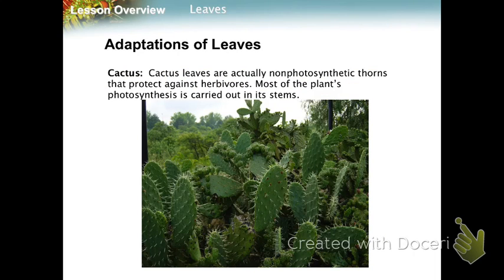And then finally the cactus. Cactus leaves are actually the thorns, interestingly enough. The thorns of this cactus in the picture, the non-photosynthetic thorns, are the leaves. What you see that you would think was a leaf is actually the stem. And that's where most of that plant's photosynthesis is carried out.